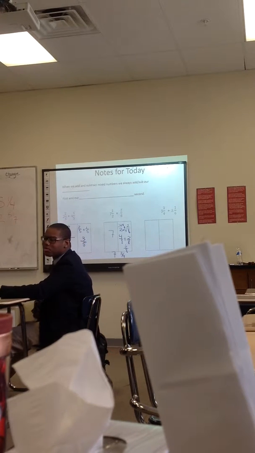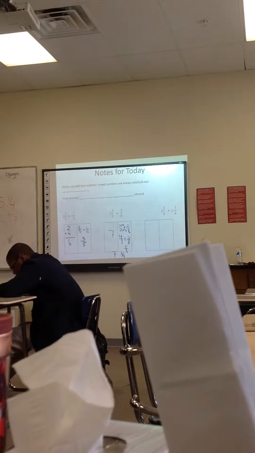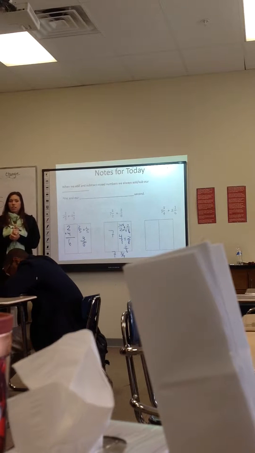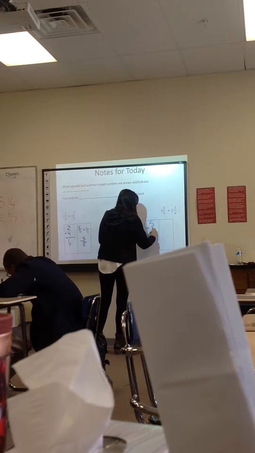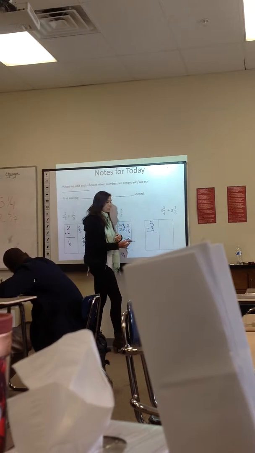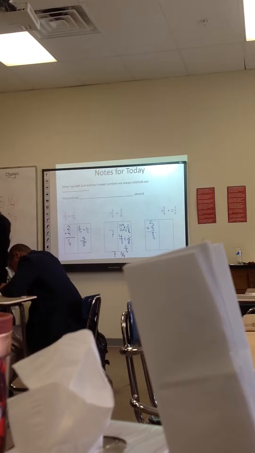And the last example. We have 5 and 3/4 plus 3 and 1/6. What are my whole numbers? 5 and 3. 5 plus 3 is, Mike, what'd you say? 8. So we just said that like 6 times.